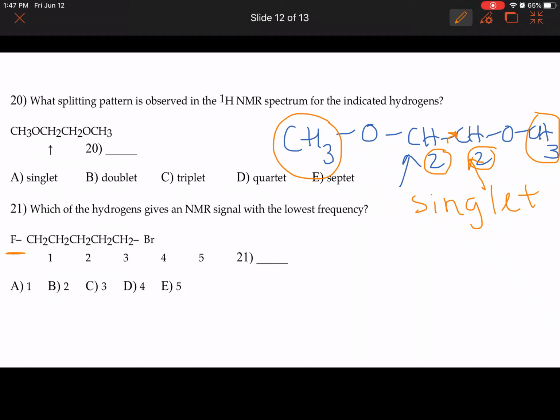Now 21, which of the hydrogens gives the NMR signal with the lowest frequency?